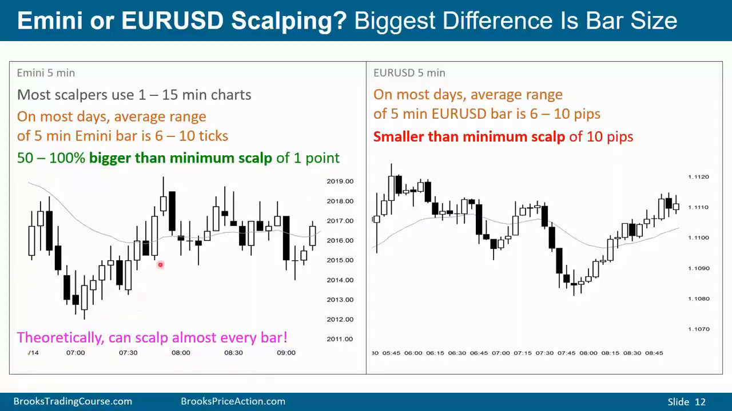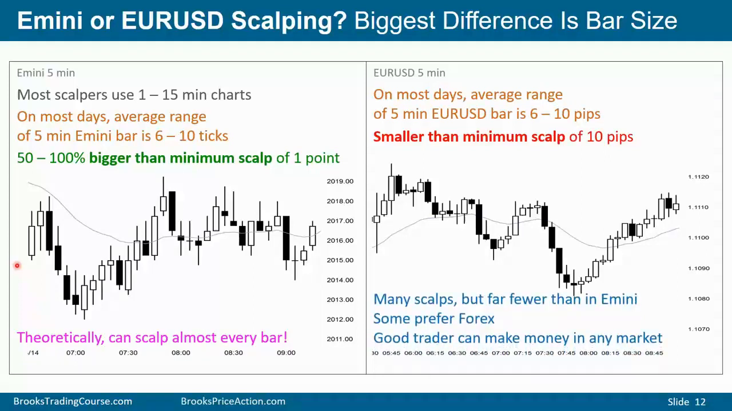Because in the E-mini, if every bar is bigger than a scalp, you can scalp on almost every bar. There are countless scalping opportunities in a chart where the bars are bigger than the smallest scalp. On the other hand, if you're scalping on a 5-minute forex chart, there are far fewer trades. A good trader can make money in any market.